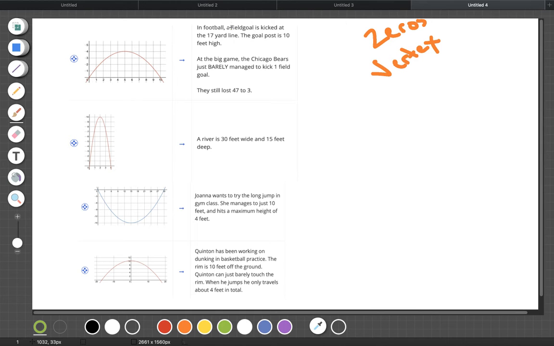Well, it's kicked at the 17-yard line, right? So that might tell us something about the zeros, because it's going to start at the 17-yard line somewhere. And then the goalpost is 10 feet high. Something with 10 feet high is going to tell me about the vertex, because height is related to the vertex. So let's see which one of these has 10 feet high, so a vertex, and then the zeros somewhere around 17.